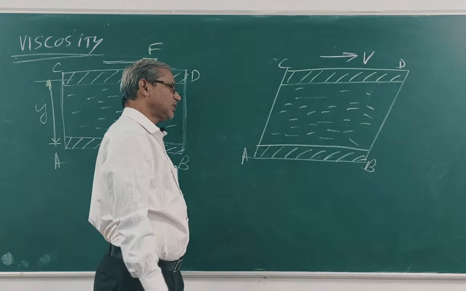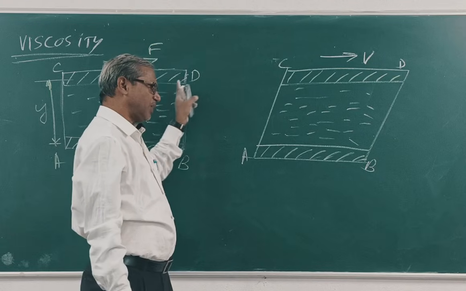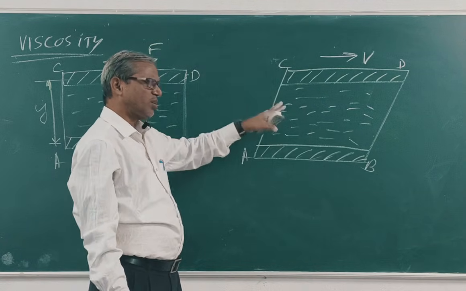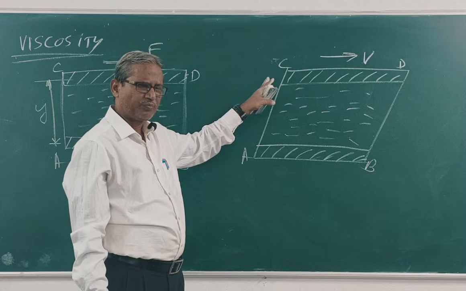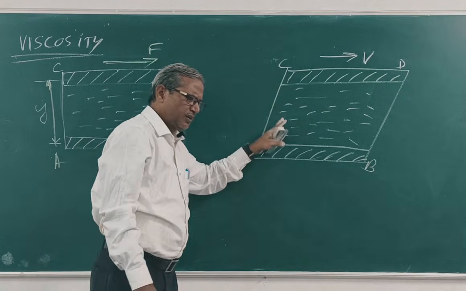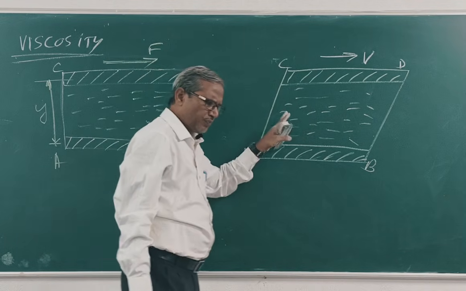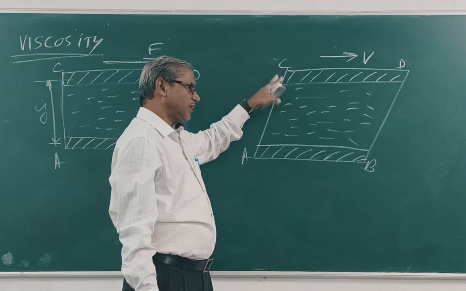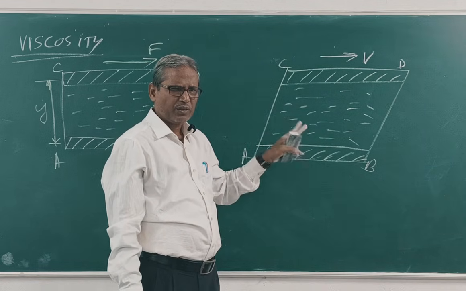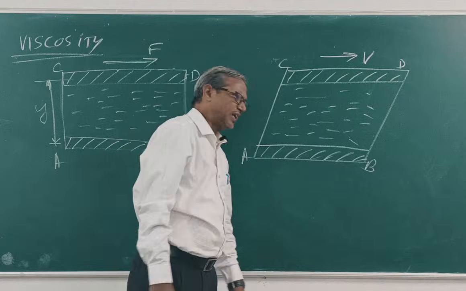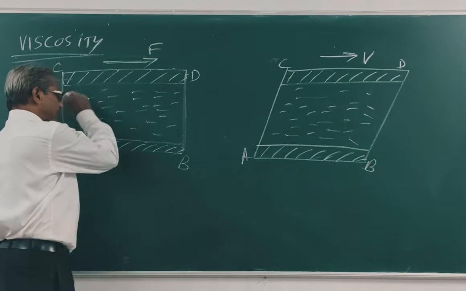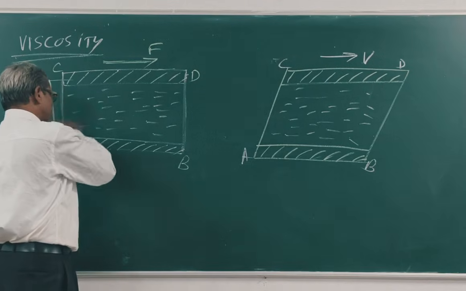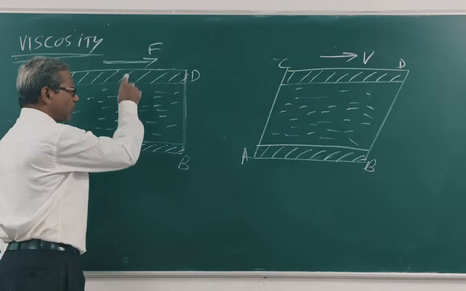This force F is directly proportional to the area of the plate. Right? Directly proportional to the velocity with which the upper plate moves. And inversely proportional to the distance between the two plates. Clear? This is the area A, this is the distance Y, this is the force F. Clear?